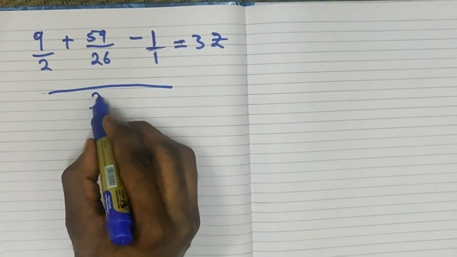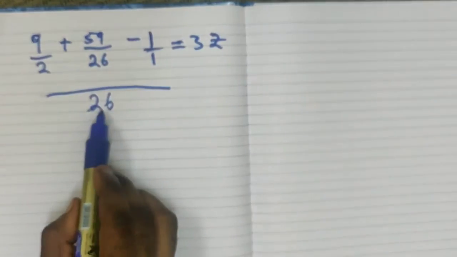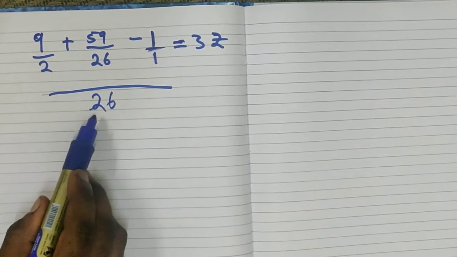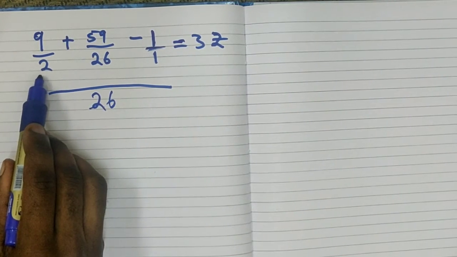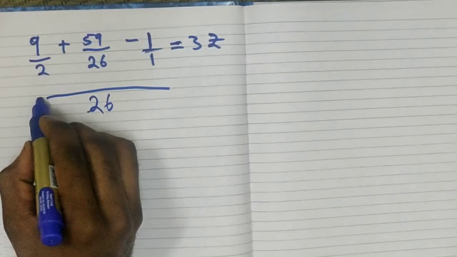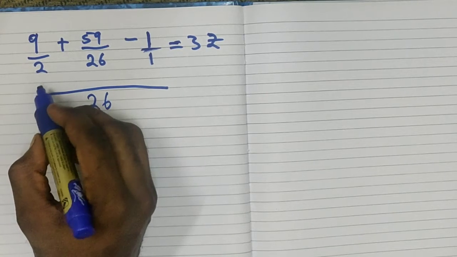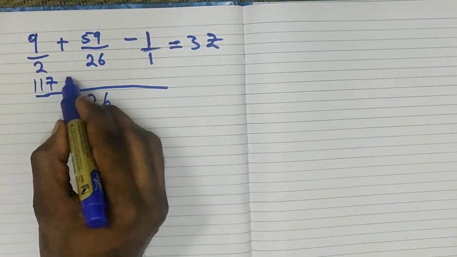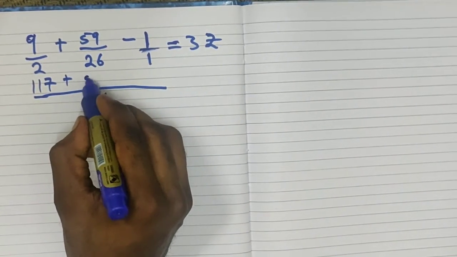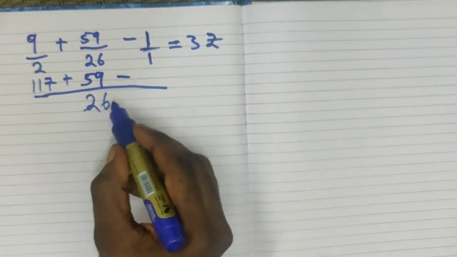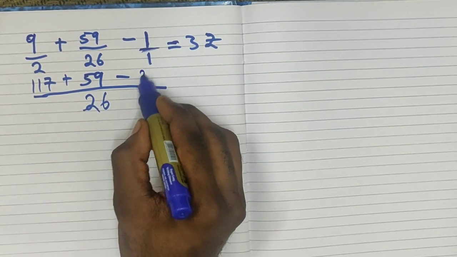the LCM is 26. LCM simply means the least common multiple. So solving fraction like this, we have for the LCM is 26. 26 divided by, we take the LCM divided by the denominator times the numerator. 26 divided by 2 is 13. 13 times 9 will give us 117 plus 26 divided by 26 is 1 times this. We are going to have 59 minus 26 by this will give us 26 times 1 is 26.